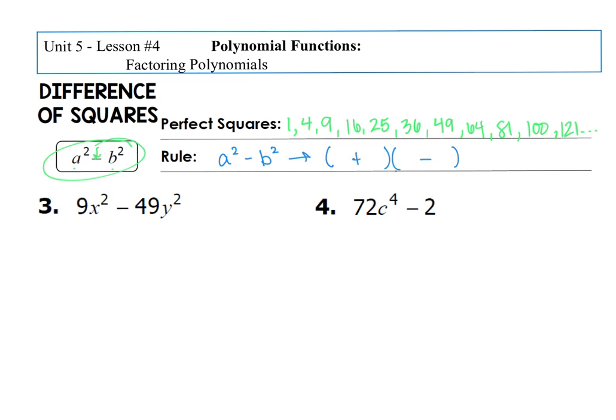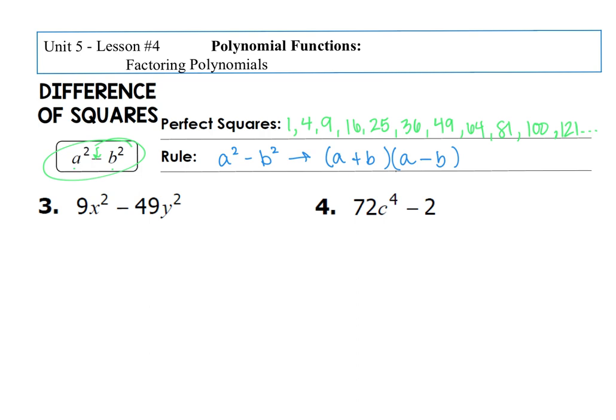One gets a plus sign in the middle, the other gets a minus. And because factoring undoes the polynomial, square rooting is the inverse operation of squaring. So if we have a squared, the square root of a squared is a, and that goes first in each set of parentheses if you remember. The square root of b squared is b, and that goes second. So our factoring is a plus b, a minus b as our setup.